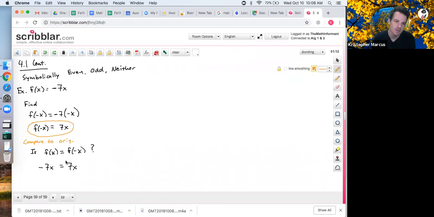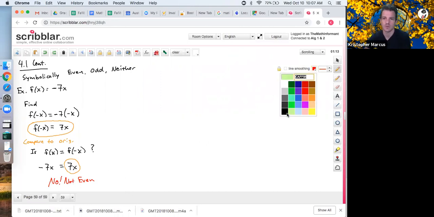All right, and now the question is, is the f of negative x on the right-hand side equivalent to the original f of x on the left-hand side? Well, the answer, pretty obvious, is a screaming no in bright red. No, those definitely aren't the same. What does no mean? It means that it is definitely not even. If it's not even, great, don't panic. We move on. Where do we move to?